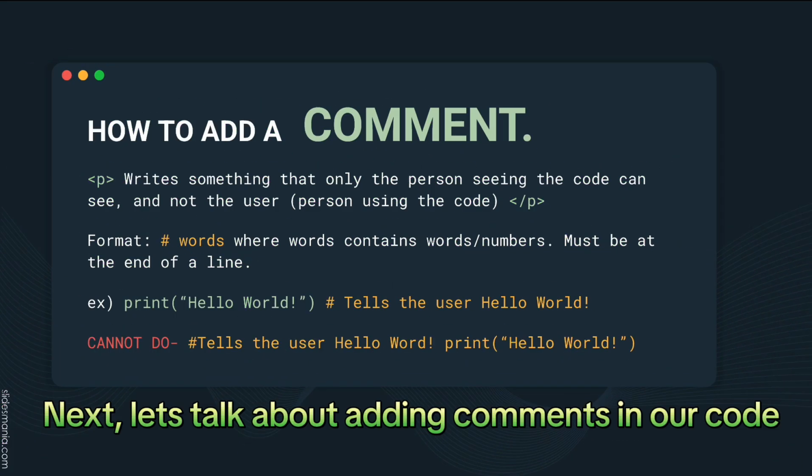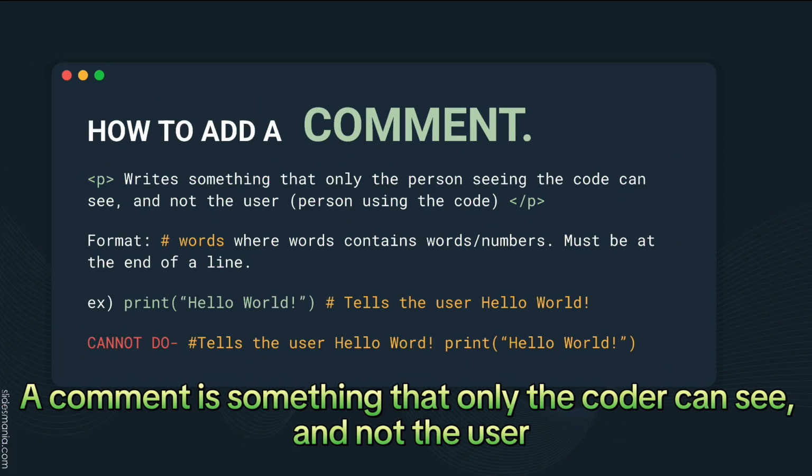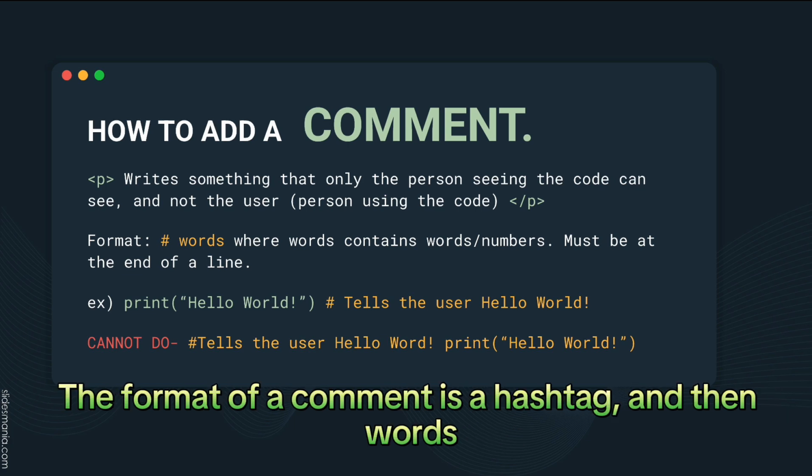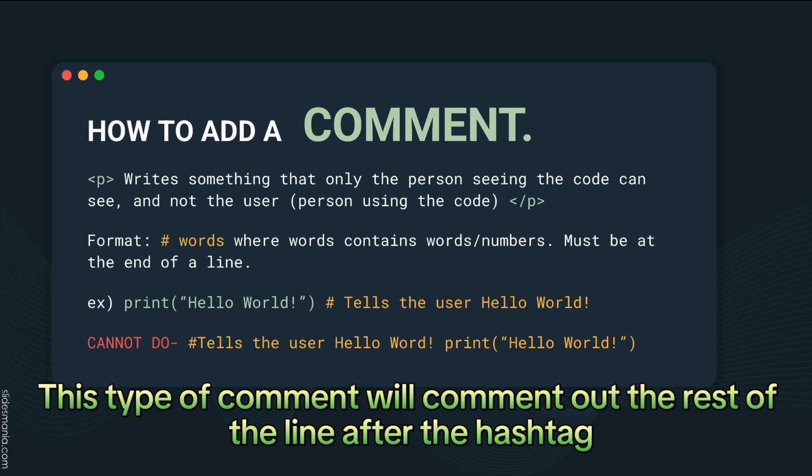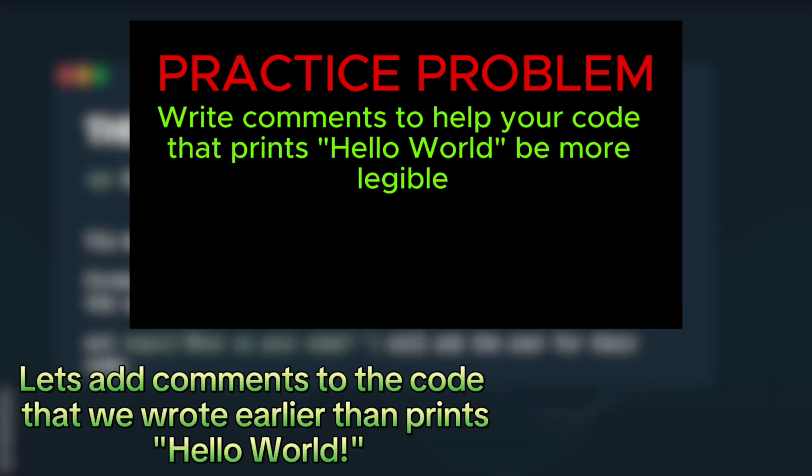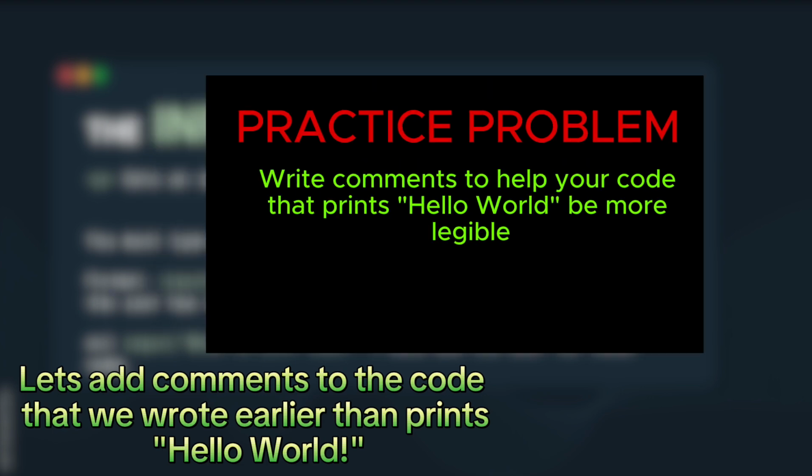Next, let's talk about adding comments in our code. A comment is something that only the coder can see and not the user. The format of a comment is a hashtag and then words. This type of comment will comment out the rest of the line after the hashtag. Let's add comments to the code that we wrote earlier that prints "Hello World."